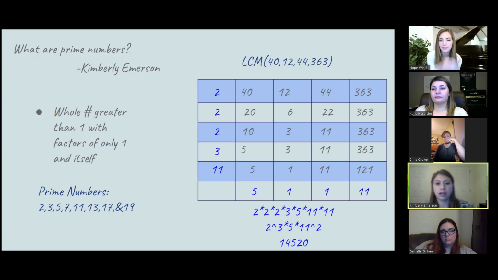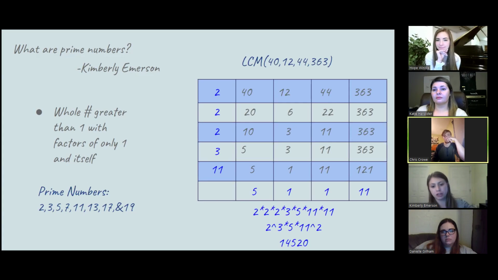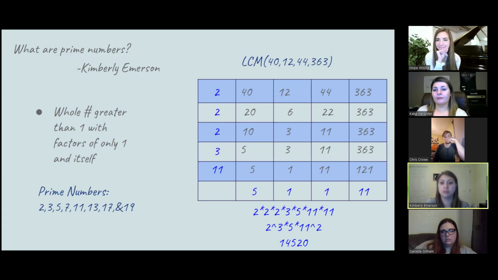And we're going to multiply them all together. As you can see, we can do it the long way and do 2 times 2 times 3 times 3 times 5 times 11 times 11. Or we can put it in power form and make it easier on us. And after we multiply all of those, we'll get 14,520 as our least common multiple. That was a lot of work.